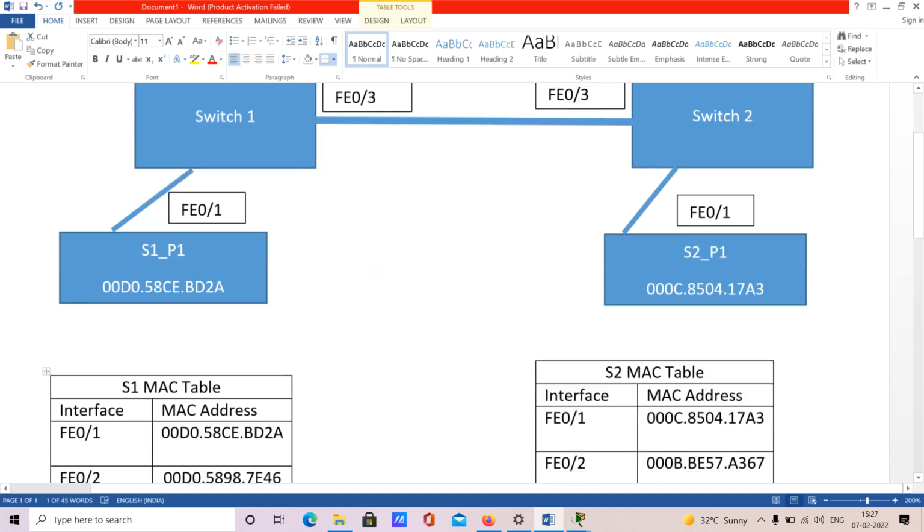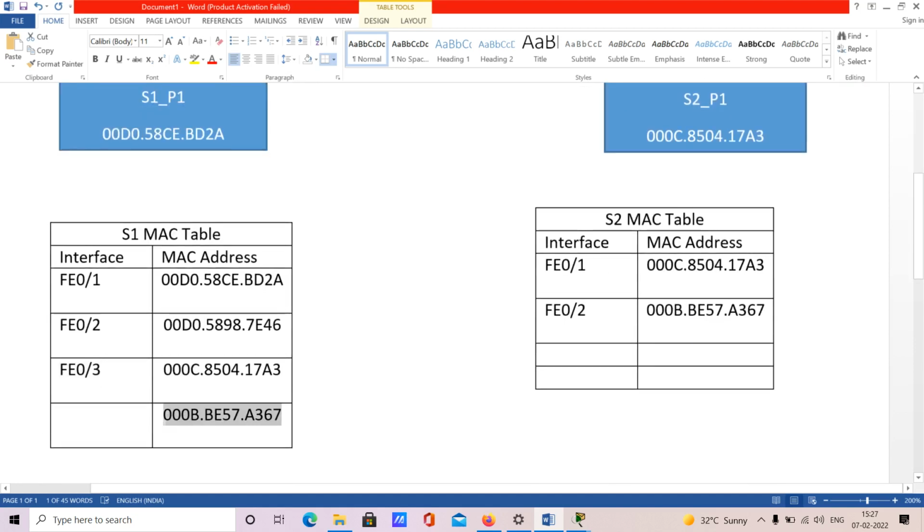Hope you are understanding it. Certainly, what should be the interface for this MAC address? Same as this one.